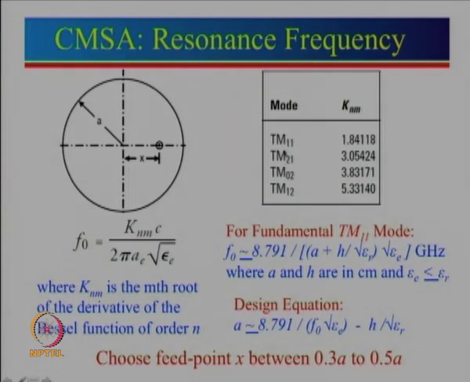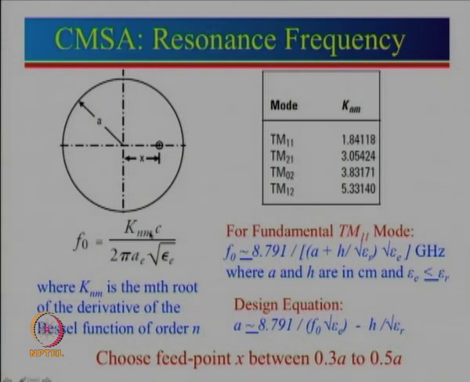So, we have different modes: 1 1, 2 1, 0 2, 1 2. You can go to 0 3, 0 4 and so on. Most of the time we are interested in the fundamental mode. For that, the KNM value is 1.84118. So, now I am going to give you some very simple way to do the design.